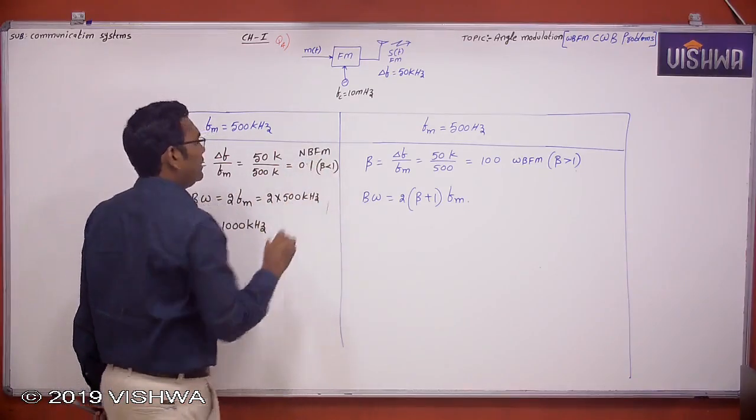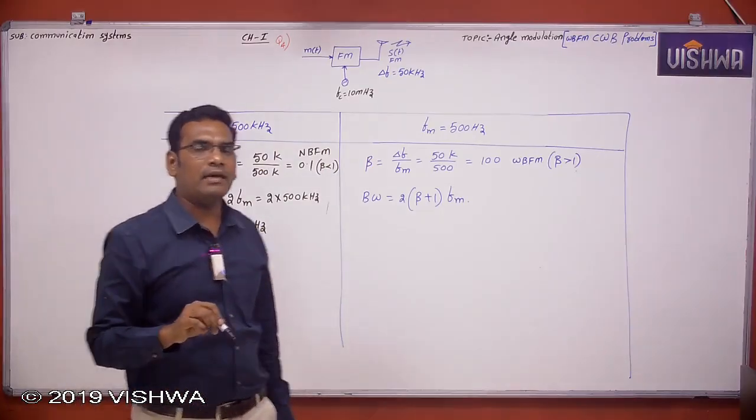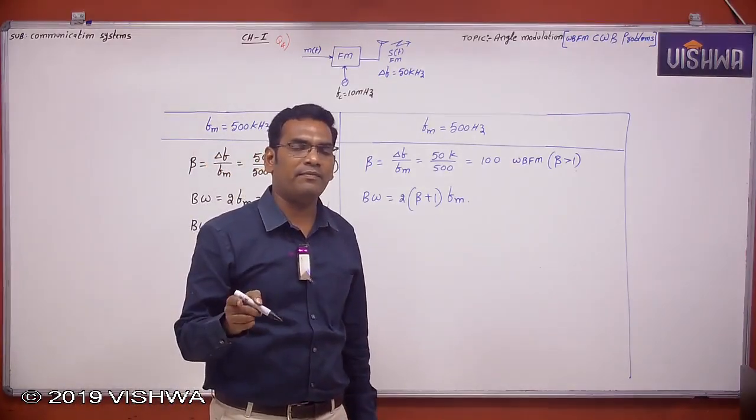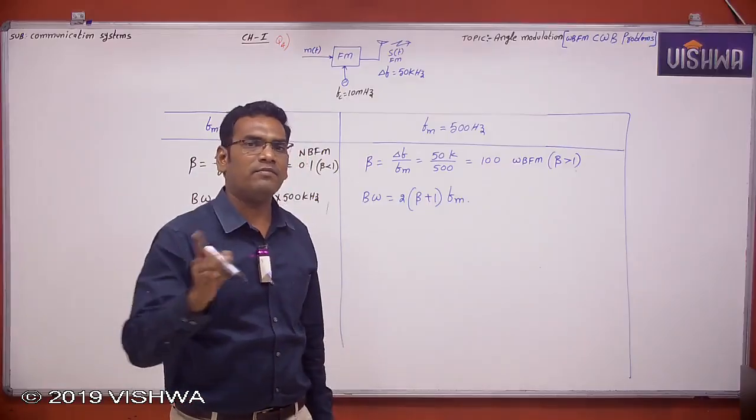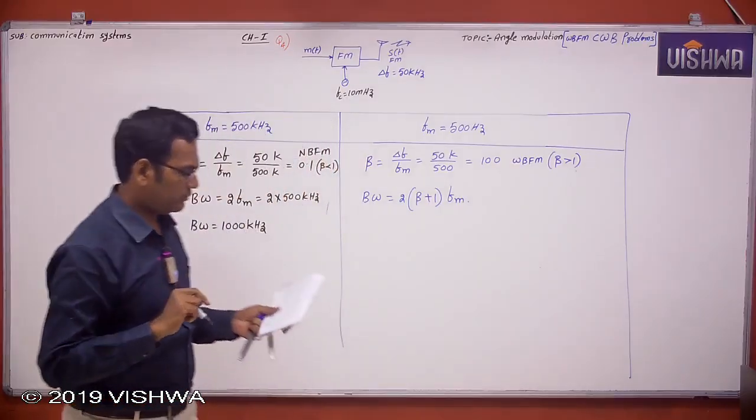Before you apply any formula, first you identify whether beta is a narrowband FM or wideband FM. Narrowband FM has one set of formulas, wideband FM has another.